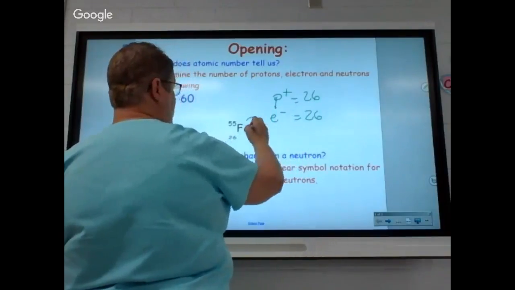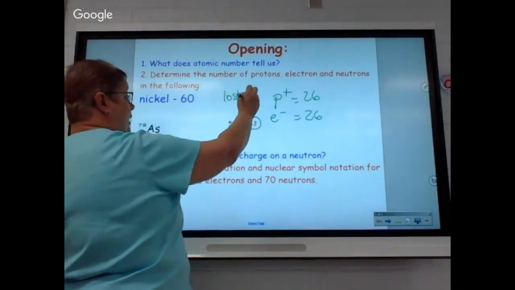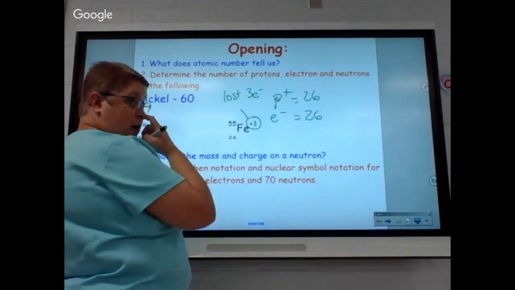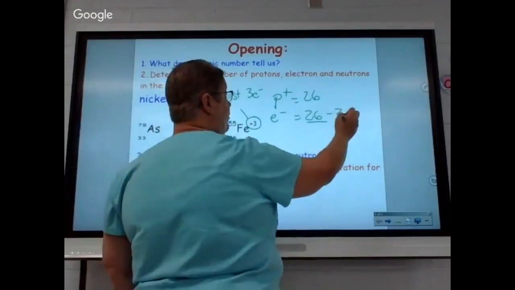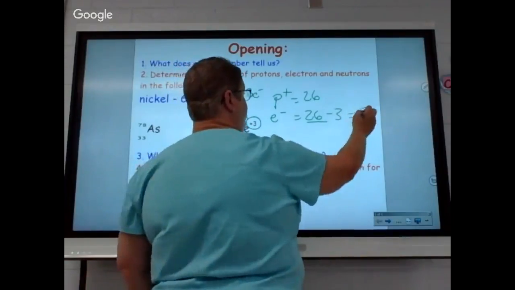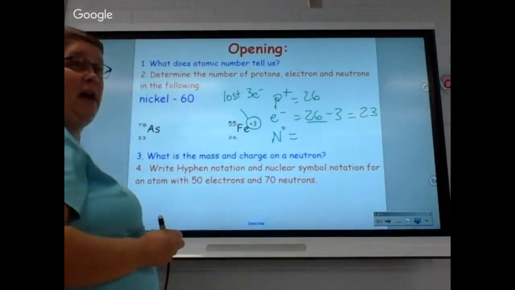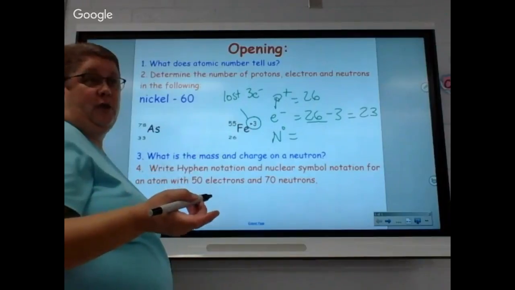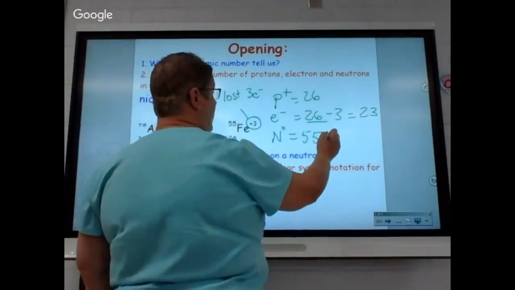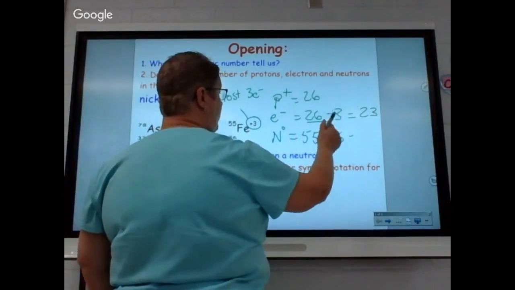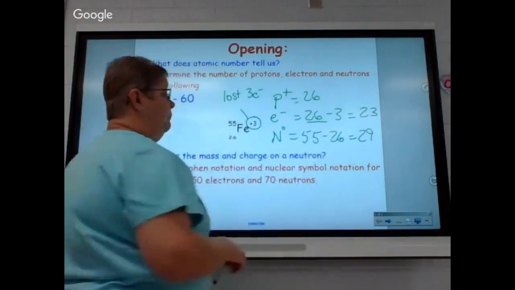All right. When it says plus 3, that means that you lost 3 electrons. So if you lost 3 electrons, what are we going to do to that number? Minus 3. So how many electrons are we going to be left with? 23. Okay. It doesn't affect the protons, so it's not going to affect the 26. And it's not going to affect the neutrons, so we're still going to do what to find the neutrons? We're still going to subtract. So we're still going to say 55 minus 26, which is what? 29. Okay. Does that help?